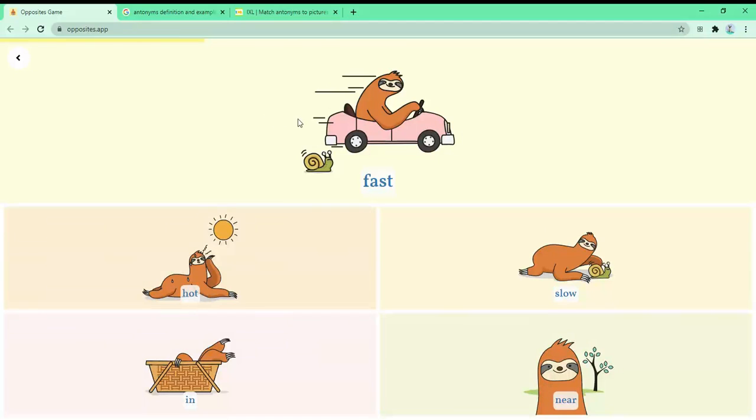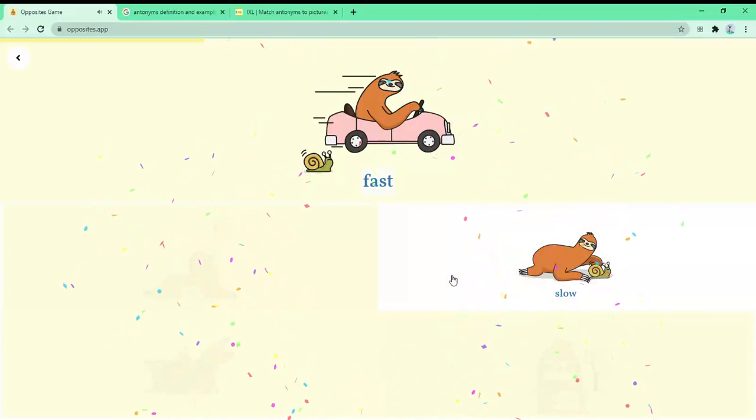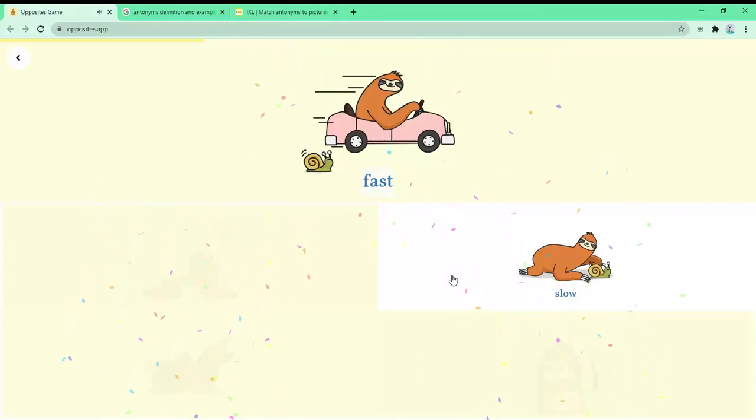Okay, so it looks like he's going fast because there's a snail behind him and it makes him look like he's going very fast. So we have to look at the other one that looks like he's going slow. And there's one picture right here showing that he's slow because he's going slower than a snail. So click on slow. Woohoo! Okay, let's go on to the next question.